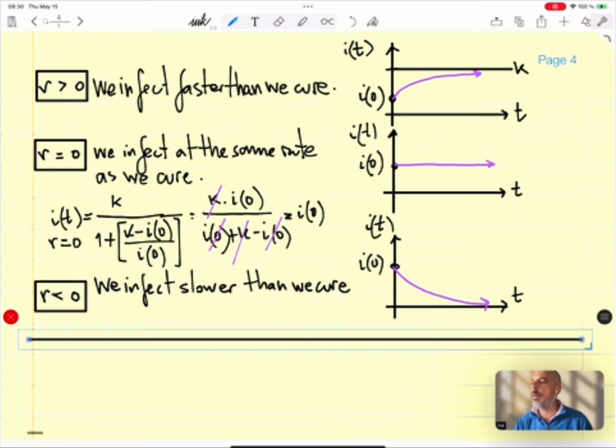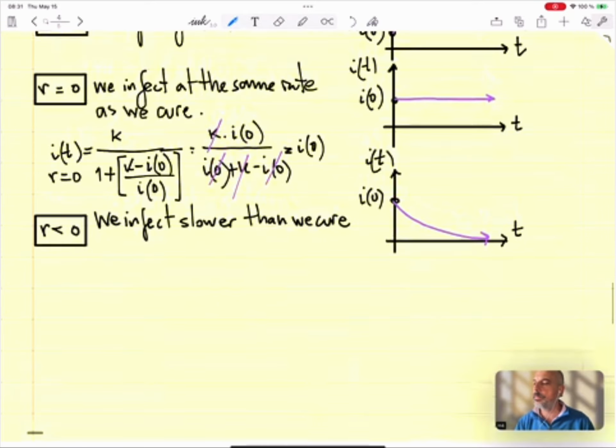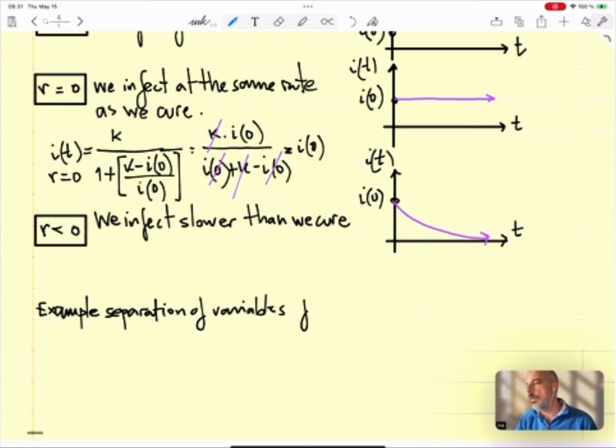Well, one might ask, please give me another example of how to separate these functions for the integration. Let me give you another example. This is sometimes an example of separation of variables for integration.